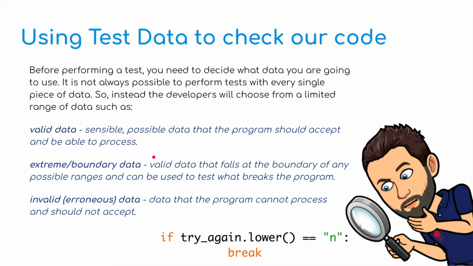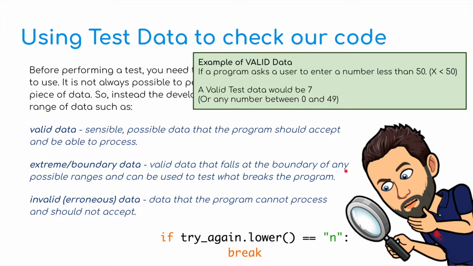Extreme and boundary data. This is valid data that falls at the boundary of any possible range and can be used to test what breaks the program. For example, if we're only allowing the numbers 1 to 100 and we put the number 100 in, will it still work because it's changing from 2 numbers to 3 numbers? And then of course we've got invalid or erroneous data. This is data that the program cannot process and should not accept.